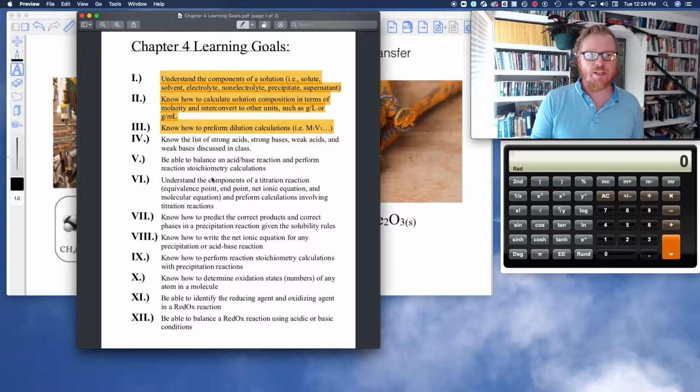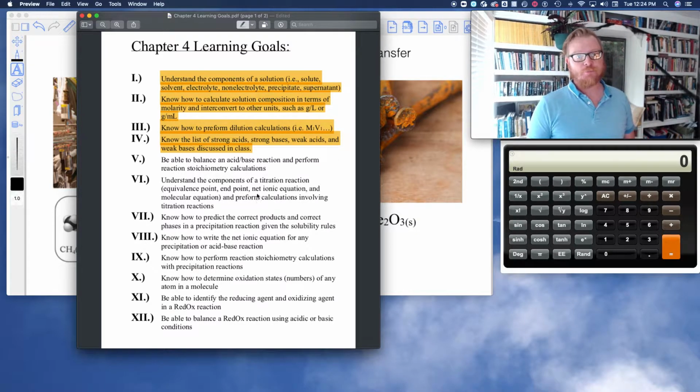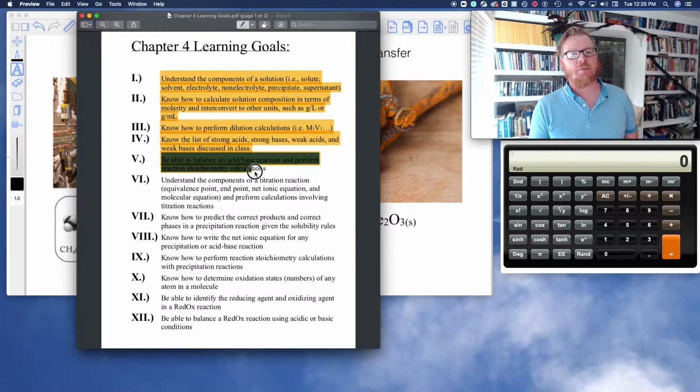So from the previous two videos on acids and bases, as well as precipitation, let's talk about what we did there. From the acids and bases video, I want you to know the list of strong acids, strong bases, weak acids, and weak bases we discussed in class. So know those acids and bases. Be able to balance an acid-base reaction as well as perform stoichiometry calculations on an acid-base reaction.